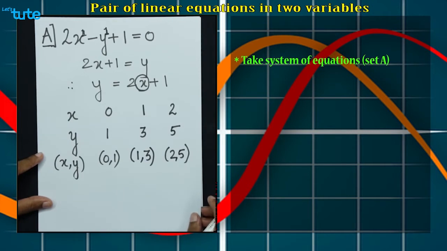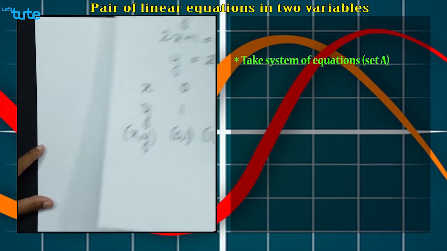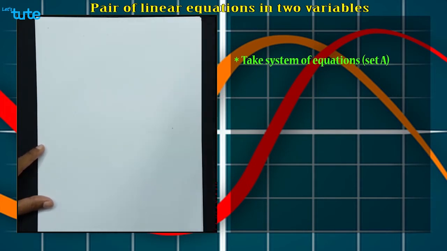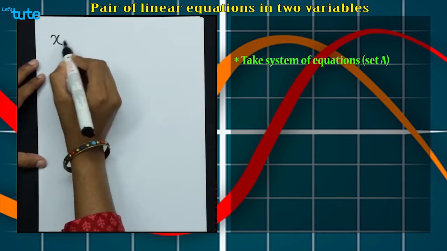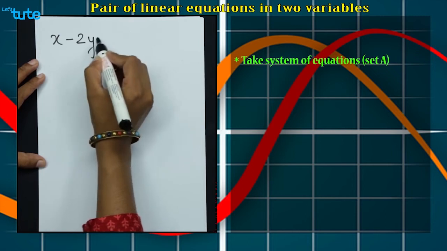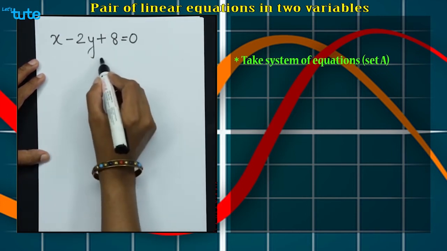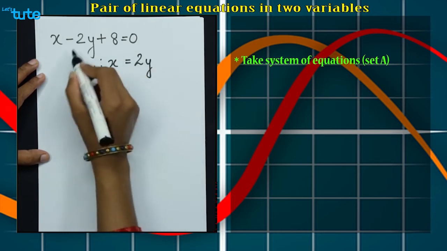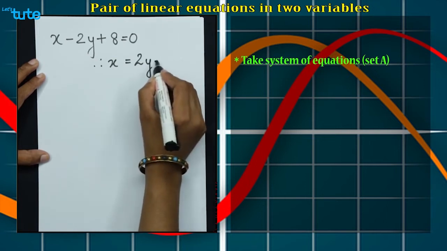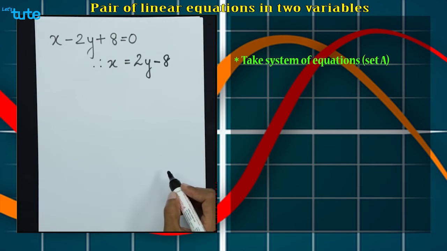As we were talking about a system of equations, definitely we require one more linear equation here. The second linear equation which we are going to consider, let us begin with the second equation. x minus 2y plus 8 equals to 0. Therefore, we can write x is equal to 2y becomes positive when it goes on the other side, and plus 8 becomes minus 8. Now this is our required equation.